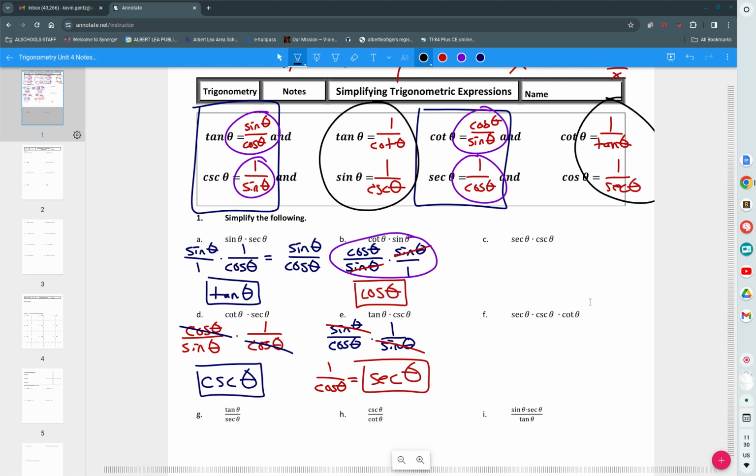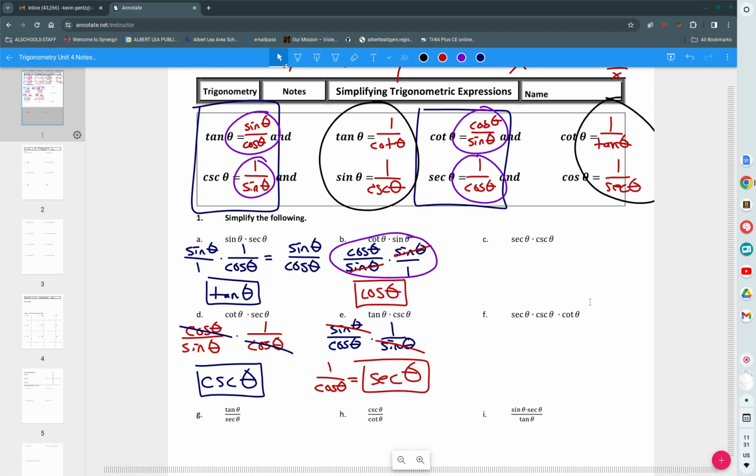It's hard for me as a teacher to say tangent is sine over cosine and cotangent is cosine over sine, but not write down the fact that those are reciprocals of each other. That's just something you keep in your head. We know that these two are reciprocals. This is what we use to rewrite. Okay? All right, our last one.